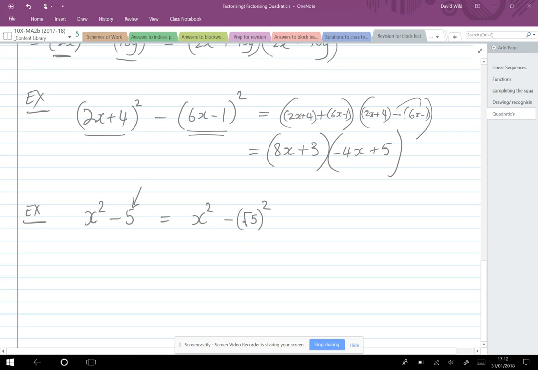Ooh, sneaky. Okay, x squared is still x squared. 5 is the same as root 5 squared. If I square root something and then square it, yeah, that's very sneaky, right? So now I can factorize: x here, root 5 there, plus there, minus there. Very sneaky, but perfectly valid. That's the difference of two squares.